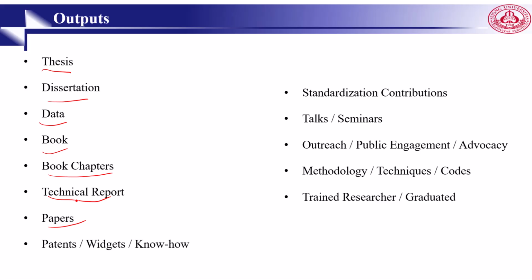However, research impact extends beyond publication. We also have patents, widgets, know-how. These highlight innovation, practical implementation, and technology transfer. On the professional engagement side, outputs can include standardization contributions, talks, seminars, and public outreach activities as well. Such kinds of output reflect our role in shaping industry standards and engaging with society. Finally, methodologies, techniques, codes, these represent the reproducible elements of research, while training researchers and graduate students, like supervising graduate students, are equally vital outcomes. This kind of output contributes to capacity building and the advancement of future scholars.